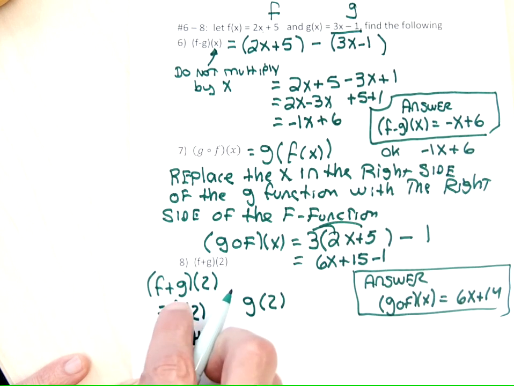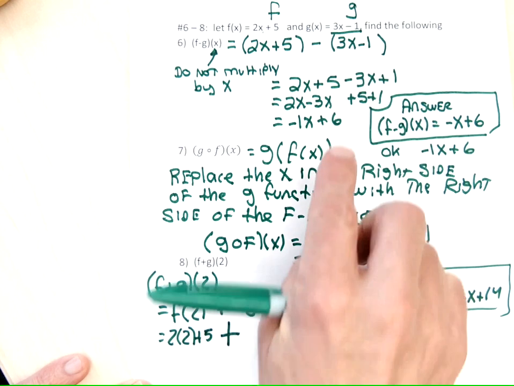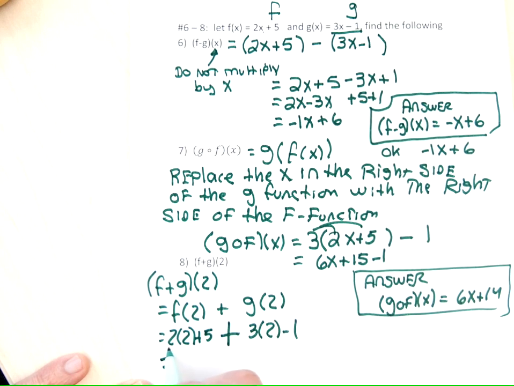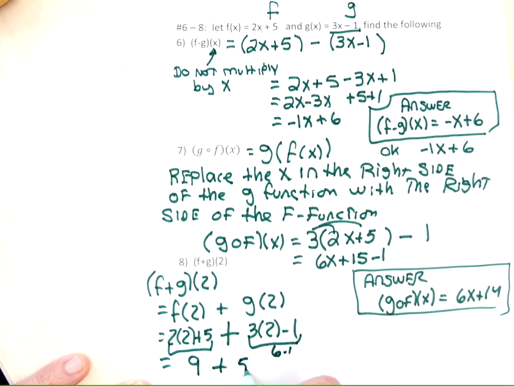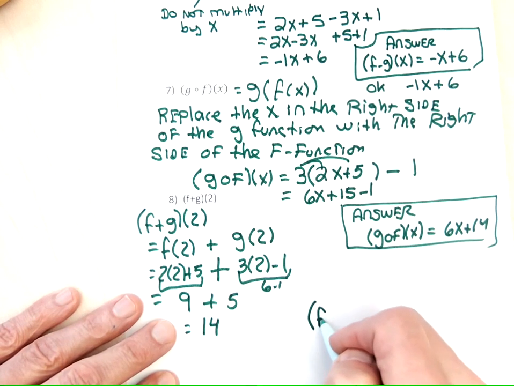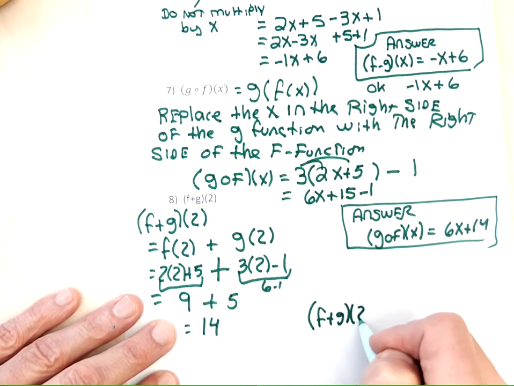The plus that's between is this plus here. Then I'm going to plug 2 in for the g function, which is 3 times 2 minus 1. And the f function, you get 4 plus 5, which is 9. And the g function, you get 6 minus 1, which is 5. And so when I add those two together, plugging 2 into the f function and getting 9, plugging 2 into the g function and getting 5, I get 14. The answer to number 8 is going to be f plus g of 2 equals 14.